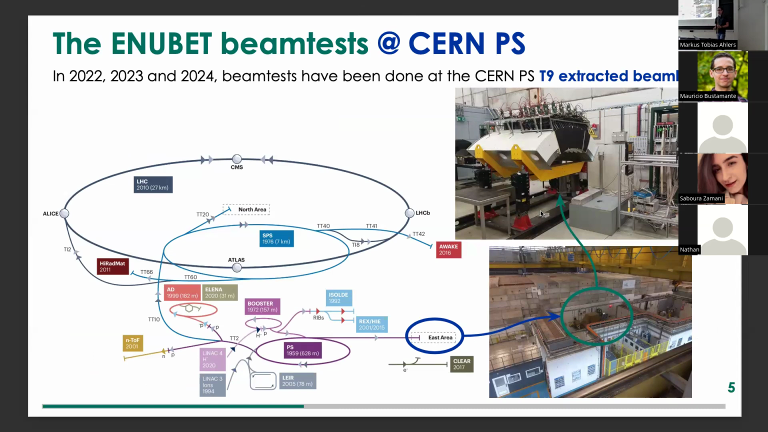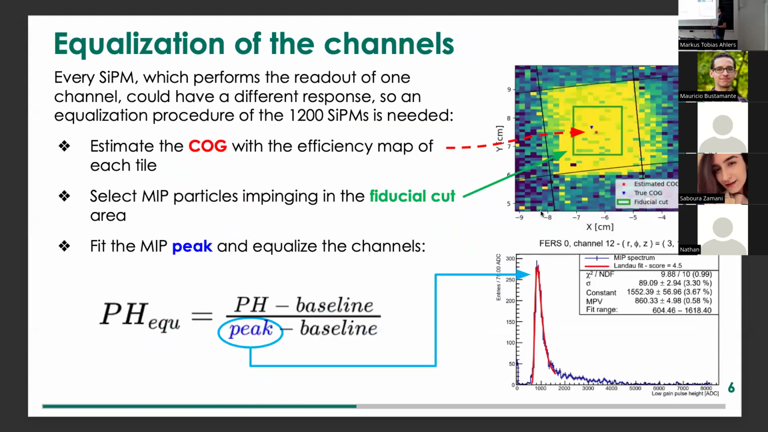So, okay, we built our detector. We brought it to CERN, at the T9 beam line, and we tested it. First of all, we have to equalize all of our channels, because every SiPM has a different response to the same amount of light. How do we do this? We take the efficiency map and a fiducial area. We select the MIPs in this area, we compute the center of gravity, and then we fit with a Landau shape. Every channel has its peak and its baseline value, so we can equalize all of the channels.